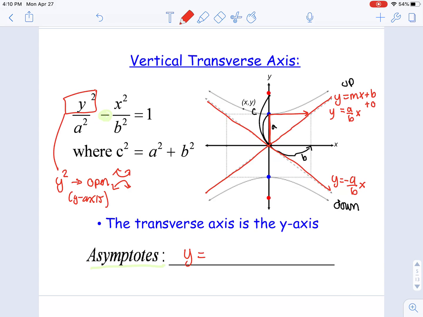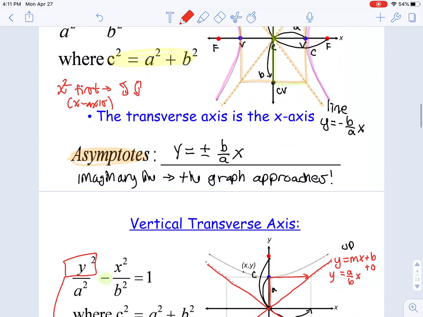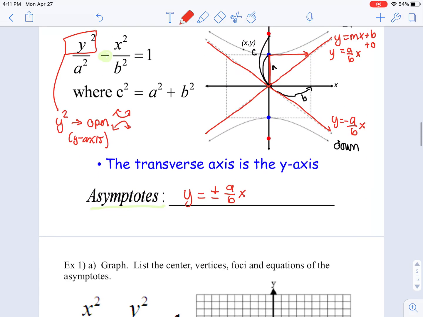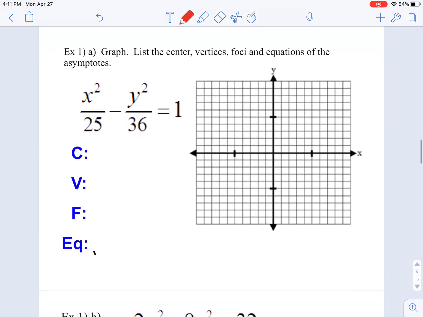So what we're seeing here is that sometimes my asymptote for this one is either positive a over b x or negative a over b x, whereas with this one, it was b over a. Rather than trying to memorize which is which, again, use the graph to help you write your asymptotes by actually looking at your rise and your run, looking at your a and your b values.